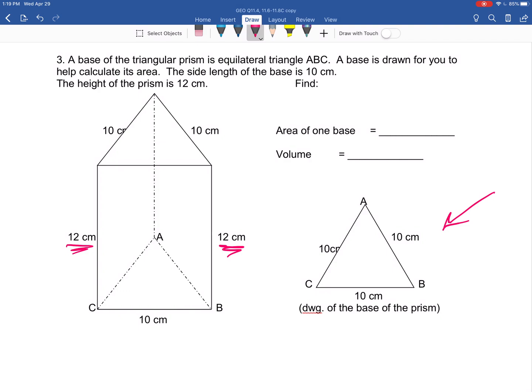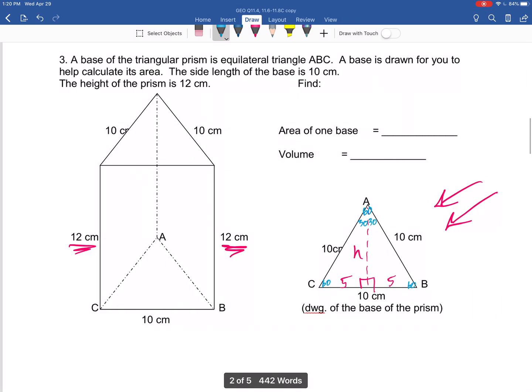Okay, first of all, find the area of one base. That's right over here. That's what we want to do. Oh my gosh, it's just a triangle. Here we go. What do we need? We need the height. Okay, here it is. Hey, it splits it in half. 5 and 5. It's an equilateral triangle. So I got 60, 60, 60. Now I've got a 30, 60, 90 triangle.